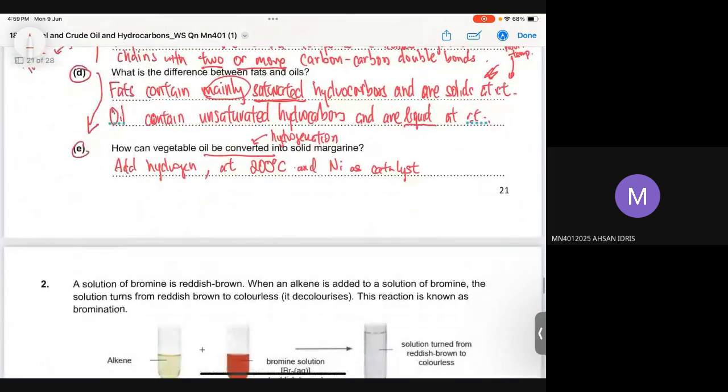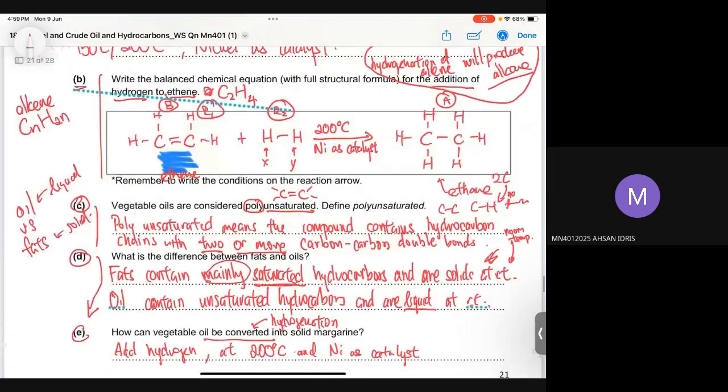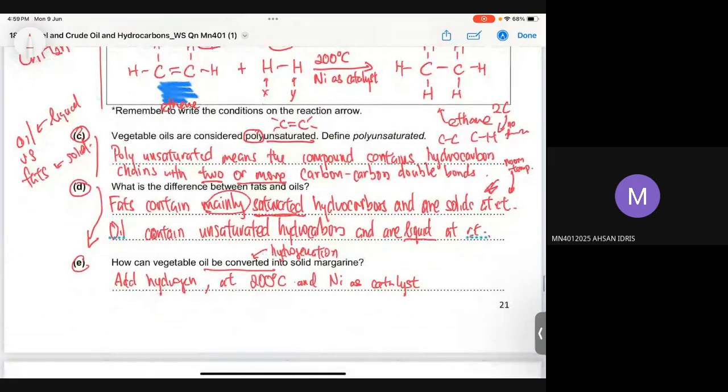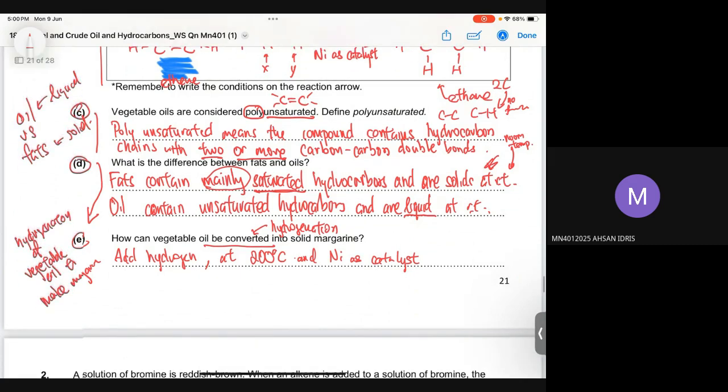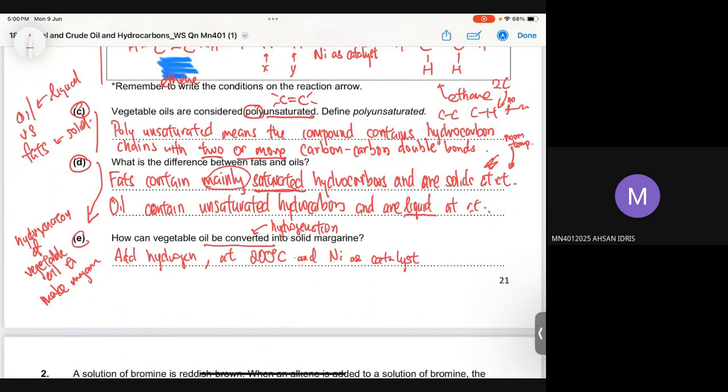Okay, next one. So we are done with hydrogenation over here. Take note, you will see the idea of margarine and vegetable oil coming in quite a fair bit. So this is really about the hydrogenation of vegetable oil to make margarine. This is actually a real life process that happens. Your margarine is made by taking vegetable oil and hydrogenating it to give you the margarine that you have at home. So this is an industrial application of hydrogenation.